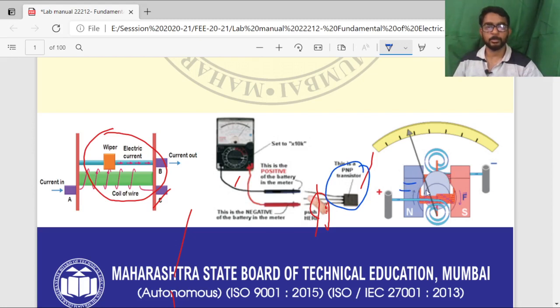This is the north pole and this is the south pole. These are the permanent magnets, and in between some current carrying coil is put, and accordingly there will be movement in this pointer. As the current enters here and leaves here, as per the amount of the current there will be a movement of this pointer.